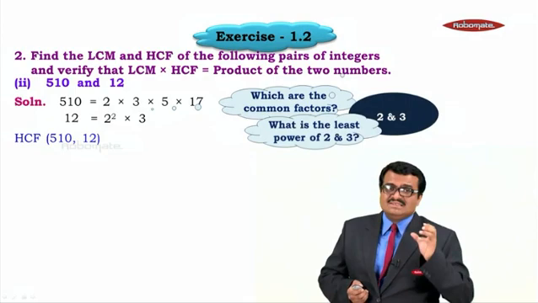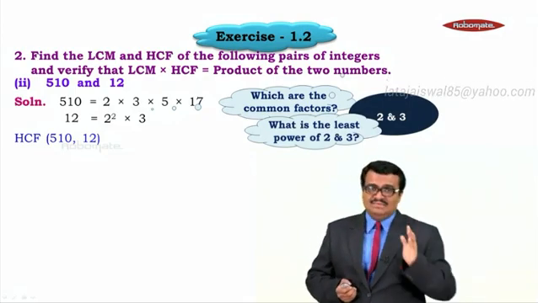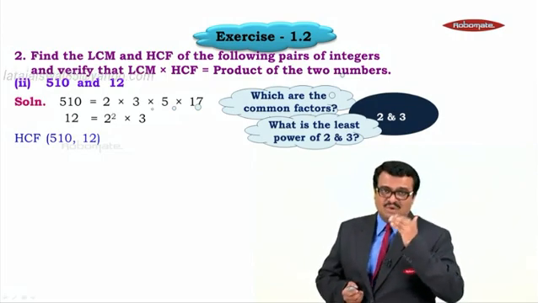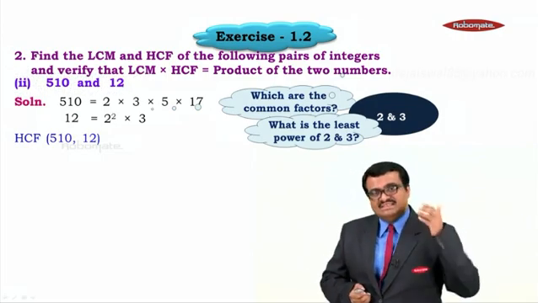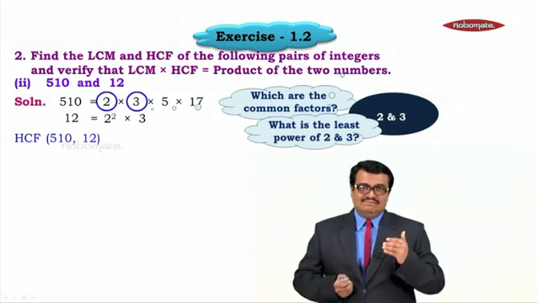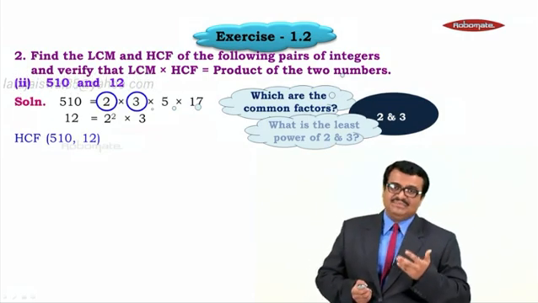Okay, now what is the least power of 2 and what is the least power of 3? Let us check. The least power of 2, you will see it in 510, that is 2 raised to 1, and the least power of 3 is 3 only. So least power of 2 is 2, which we see in the first number, and the least power of 3 also we see in the first number, which is 3 raised to 1.